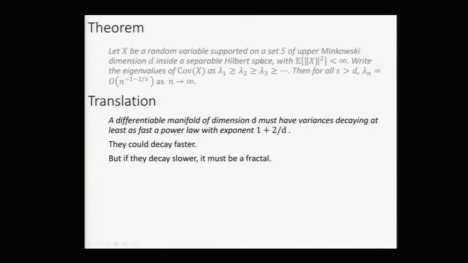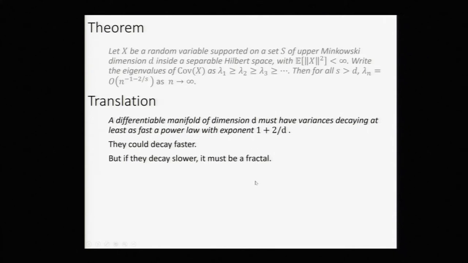But the reason this is connected is that we were able to prove a theorem, and I've written the theorem in grey because I don't want you to read it unless you actually are a pure mathematician, in which case all of these fine details will be appropriate. But for everyone else, just look at the approximate translation. The translation is this: a differentiable manifold of intrinsic dimension D, that means not a fractal, has to have variances decaying at least as fast as a power law with exponent 1 plus 2 over D.